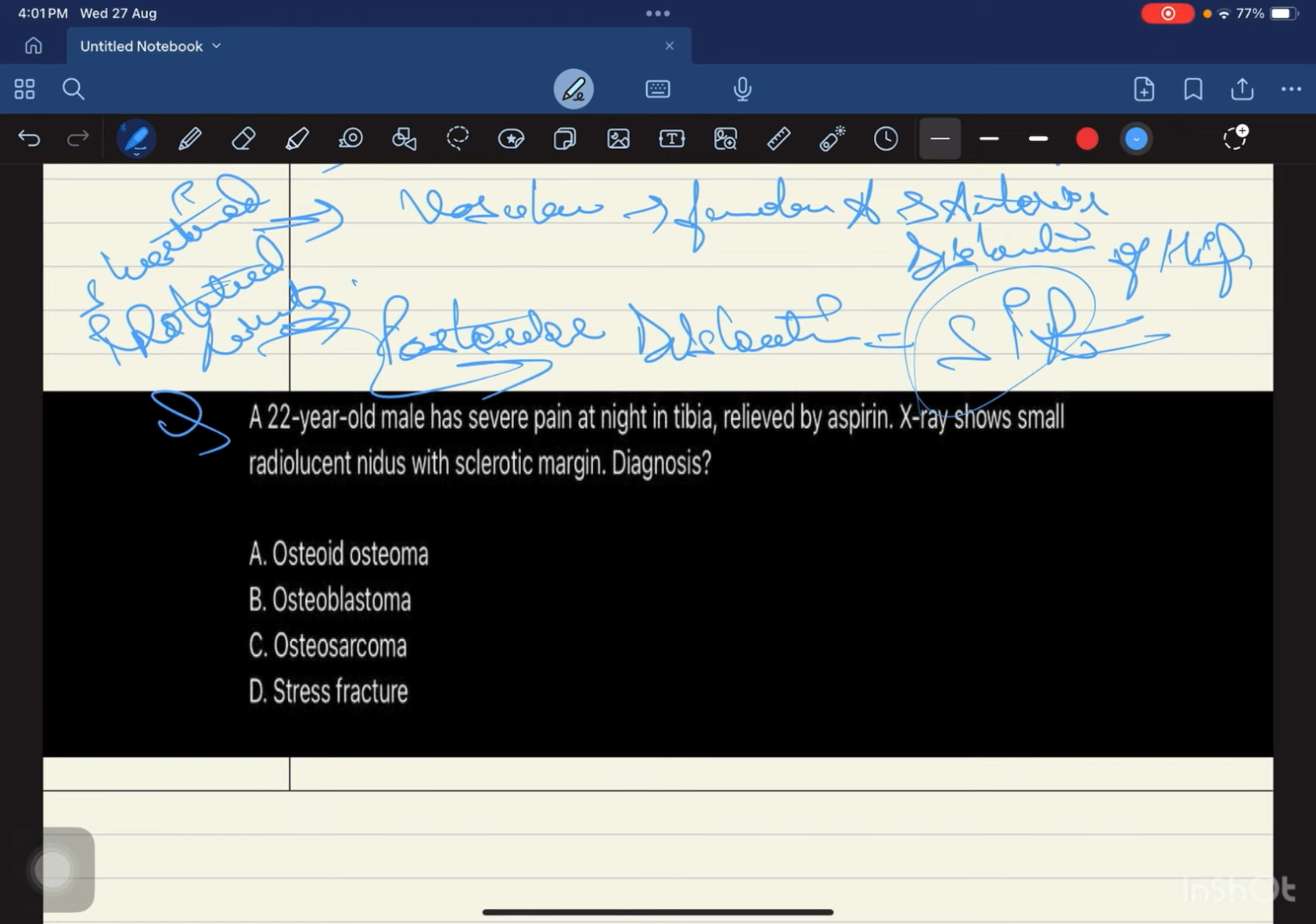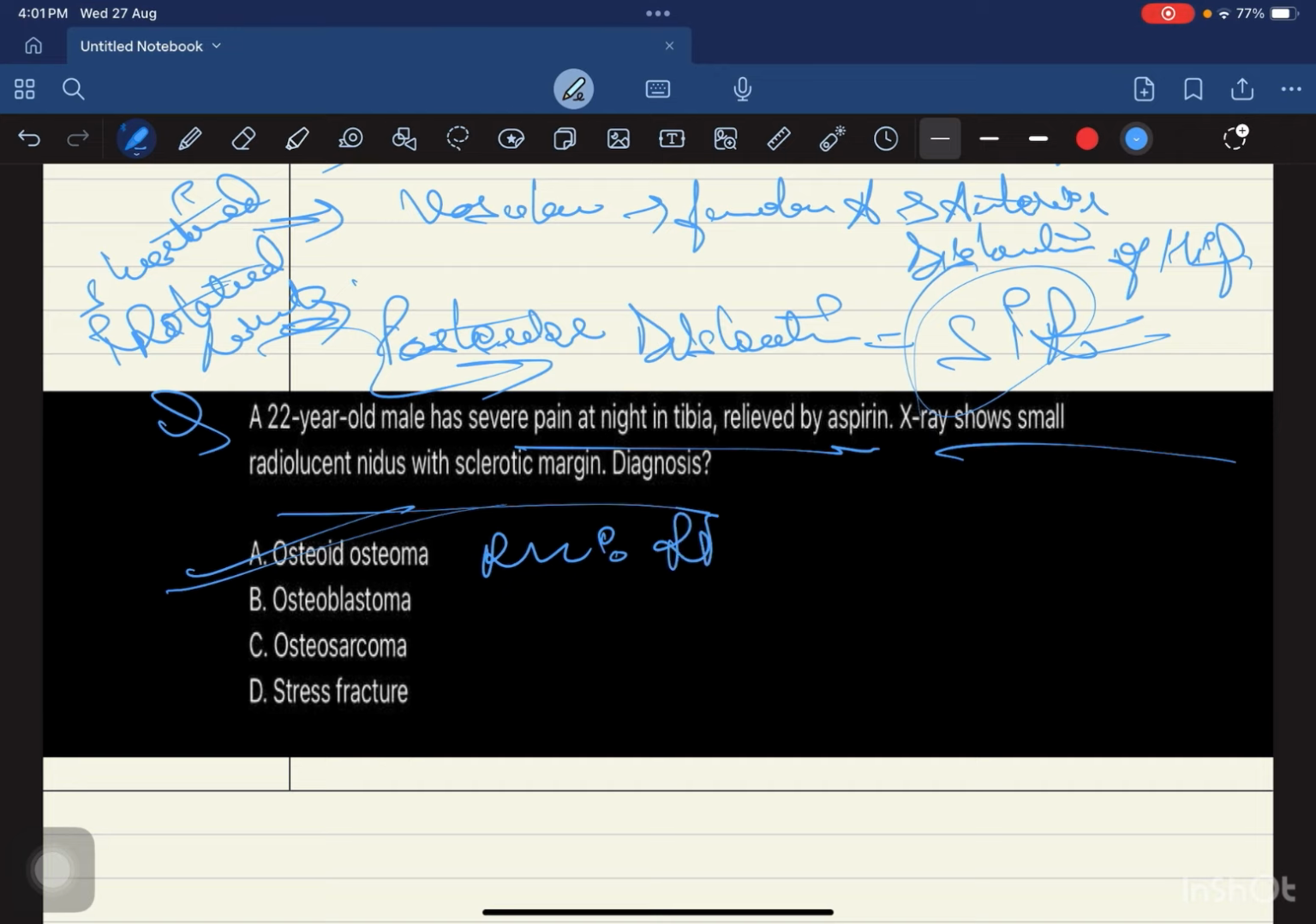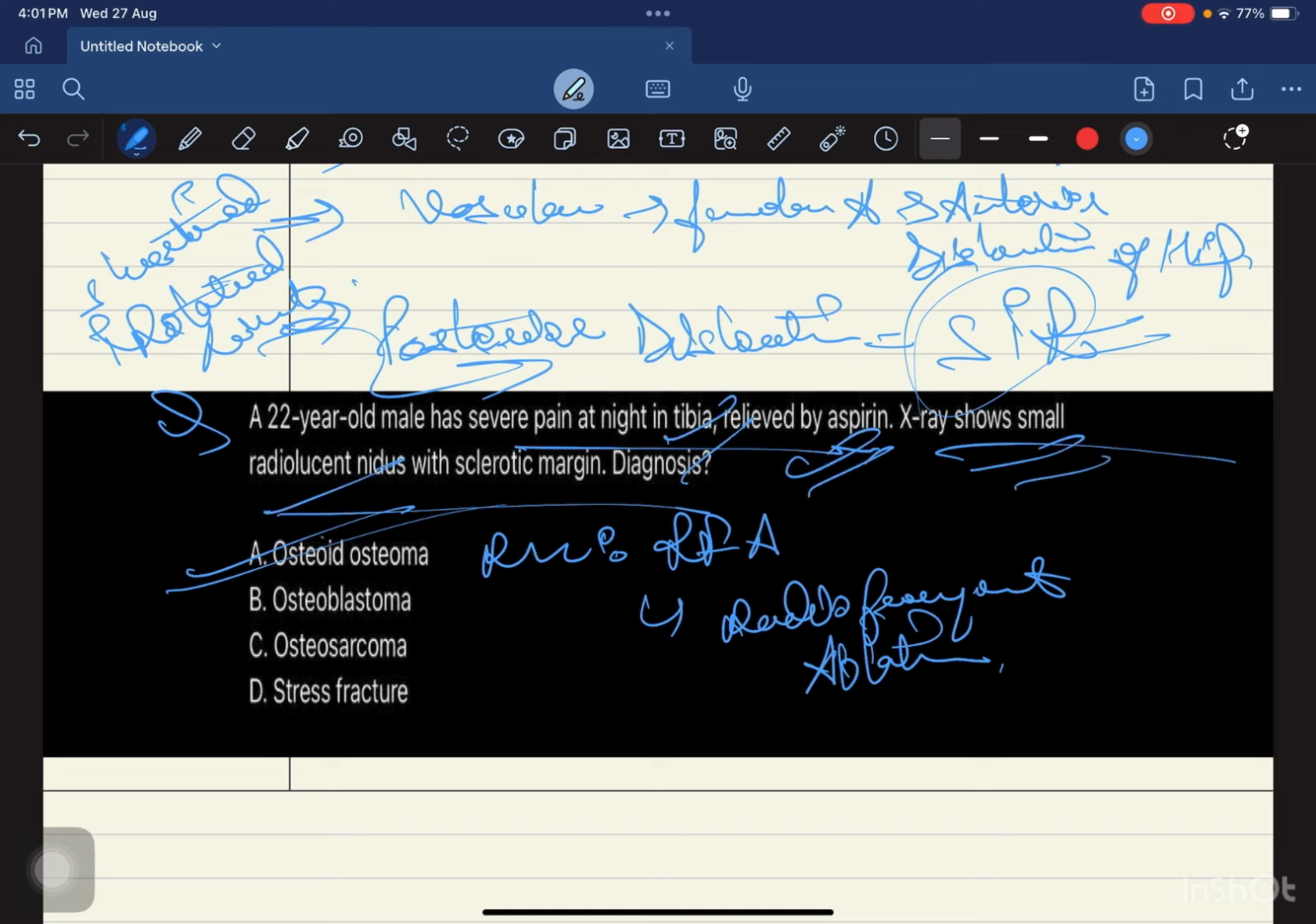We have here a 22-year-old male with severe pain at night in the tibia relieved by aspirin. Radiolucent nidus with sclerotic margin is characteristic of osteoid osteoma. And the treatment done here is RFA, that is your radiofrequency ablation. So this is also one of your PYQs. Pain at night relieved by aspirin, and the small radiolucent nidus showing this sclerotic margin, all of this history is very characteristic of osteoid osteoma, and the treatment is RFA.